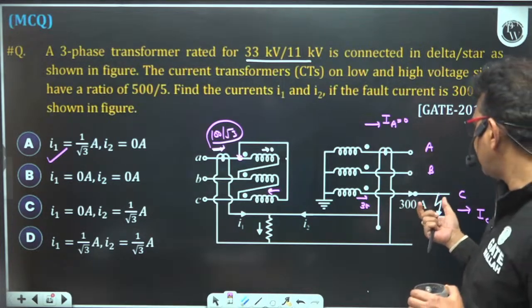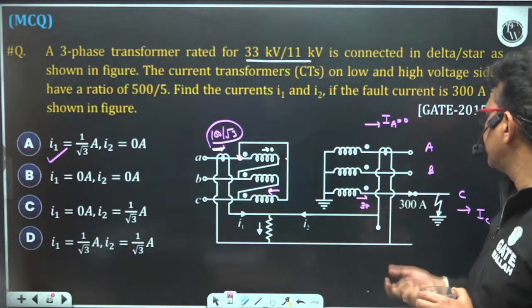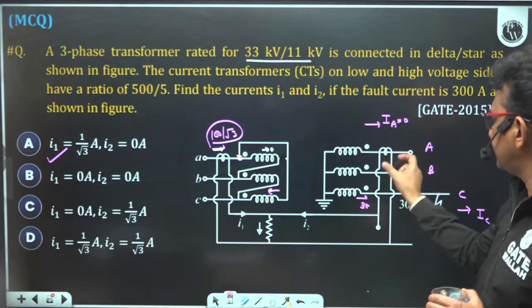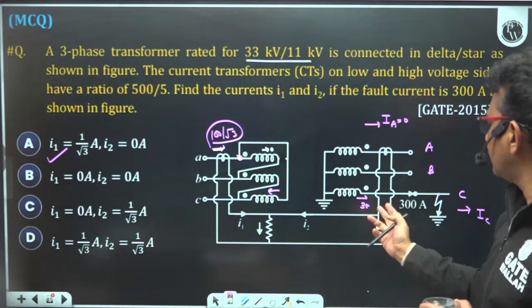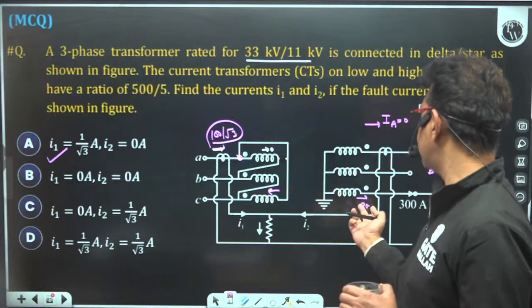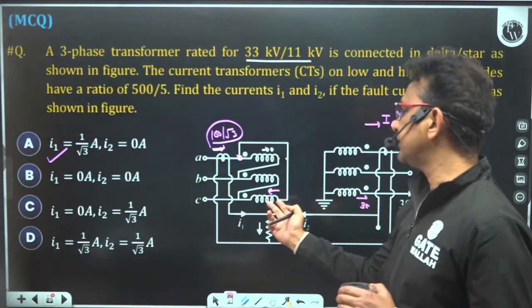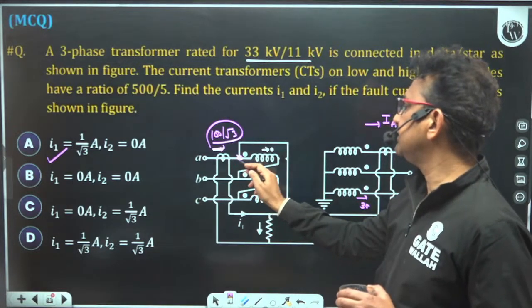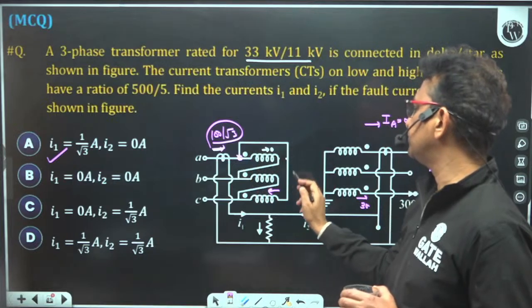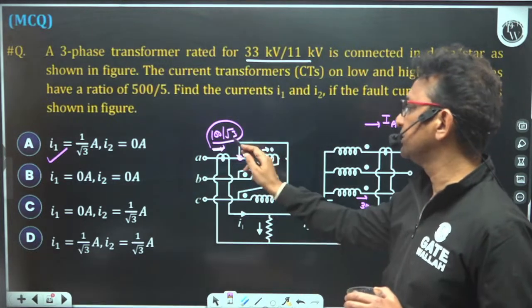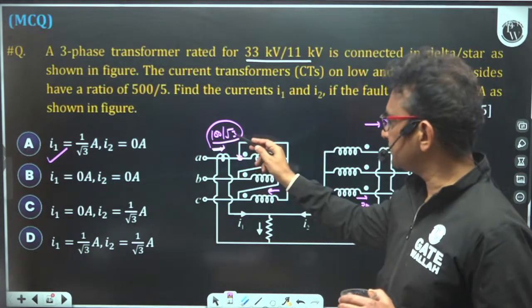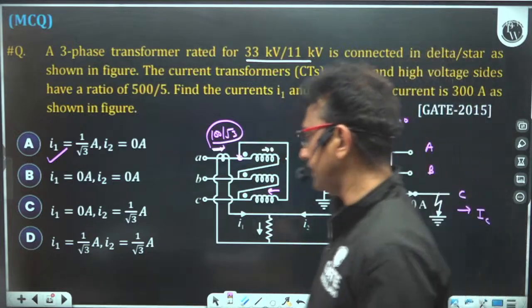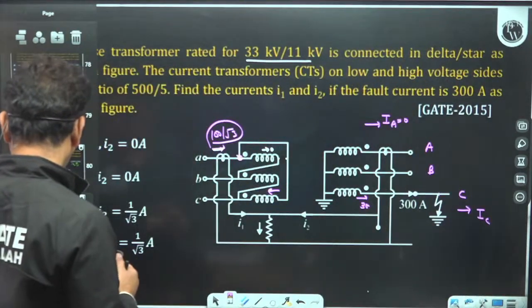Because the fault is in the C phase only, the A phase current is equivalent to 0. So here I2 is equivalent to 0. Now, according to the turn ratio, I will transfer the 300 here and get 100 by root 3. In the line side, this current is the sum or the difference of these two, I and IC, 100 by root 3. Now transfer 100 by root 3 into the secondary side.